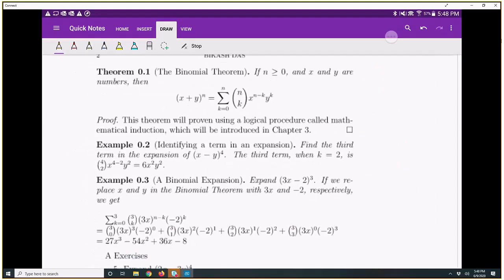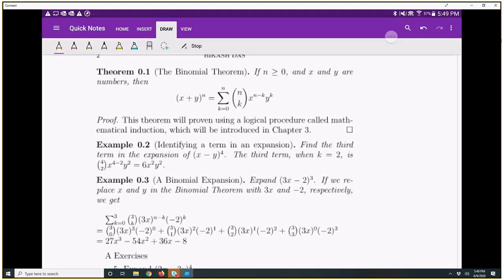Which brings us to the formal binomial theorem. If n is greater than or equal to 0 and x and y are numbers, then x plus y whole to the power n is going to be the sum, k runs from 0 to n, of n choose k times x to the n minus k times y to the k.